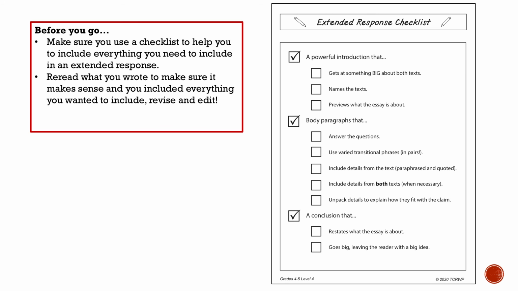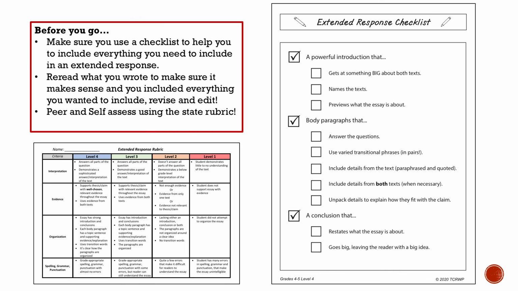That's very important. And it could make the difference between getting a 2 or a 3 or a 3 or a 4. Just going back to making sure that you have done some revision and editing to make sure it makes sense. And then finally, I want you to peer and self-assess using the state rubric. We're going to talk more about this tomorrow, but just know that's going to be part of doing this work. And there is that tool that we're going to be using to peer and self-assess. And I also include this copy of this on the assignment.